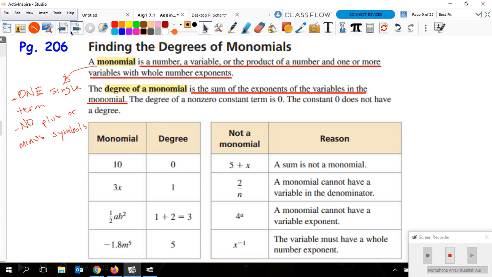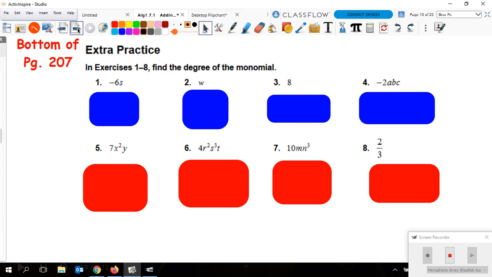All right, let's move forward to our next part here. We're going to try some practice on page 207. So extra practice. It says find the degree of the monomial. These are all examples here, 1 through 8, of monomials. And so we just want to find the degree of them. I'll do the even ones and you can come back and do the odd ones. So let's do the even ones together here.